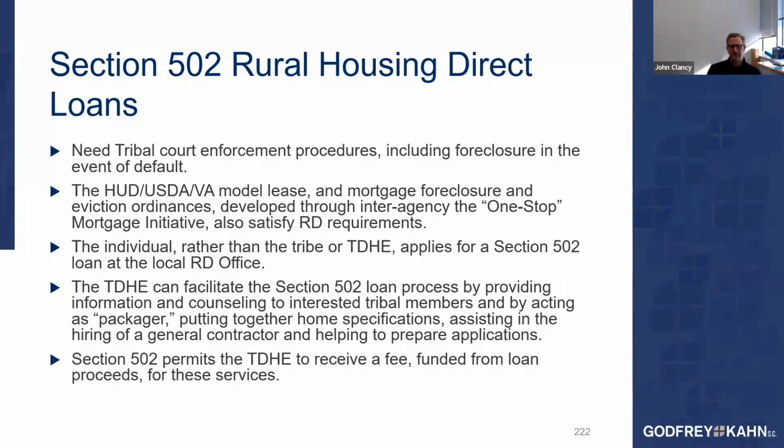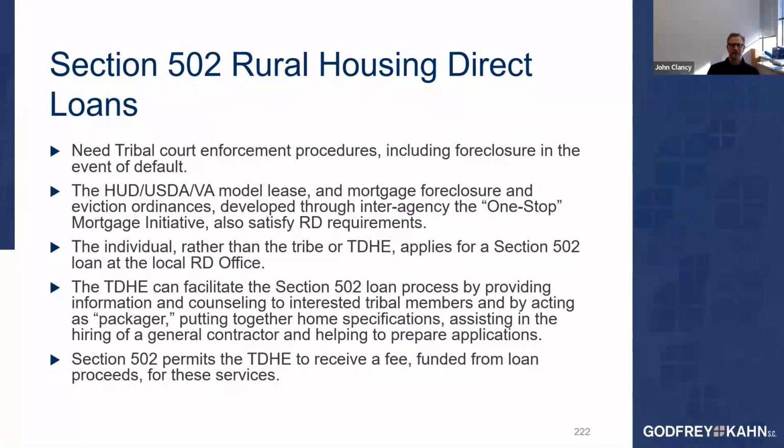And then in this case, it's a little different, in that it's the individual, rather than the tribe or TDHE, that applies for the loan. It's not like the TDHE or tribe would do it and then run that rent-to-own program we talked about before for 184. But the TDHE can be involved. The key issue here is educating the members about the option and getting them packaged up for the loan, so they're not having to go on their own and try to figure this program out.